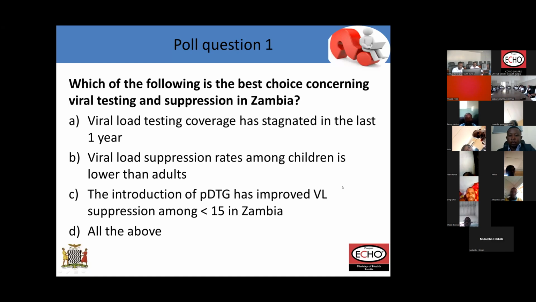B, viral load suppression rates among children is lower than in adults. C, the introduction of pediatric DTG has improved viral load suppression among children under 15 in Zambia. And D, all of the above. Right, so we are just a few units shy of the 50% mark.